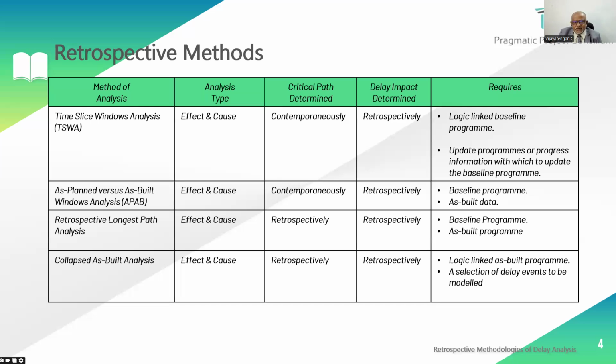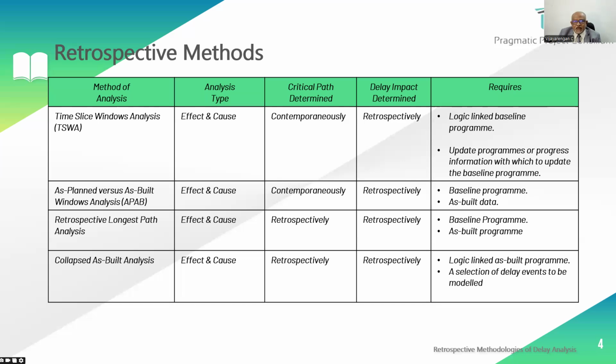Next, coming to the collapsed as-built, which in terms of analysis type is also effect and cause only. Of course it's a retrospective way, and both the critical path determination as well as the delay impact determination are based on the retrospective way. What are the inputs required? There is a logic-linked as-built program, because it's a reality that has happened. So logically there is a reason behind what actually happened, and we need that information to determine it that way.